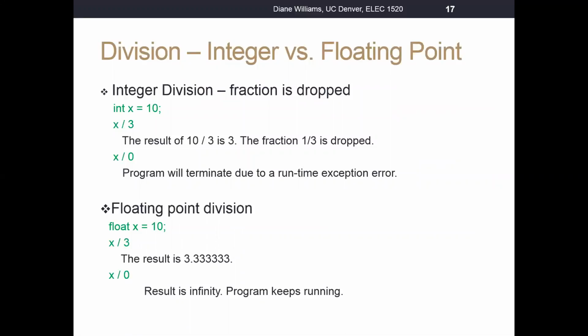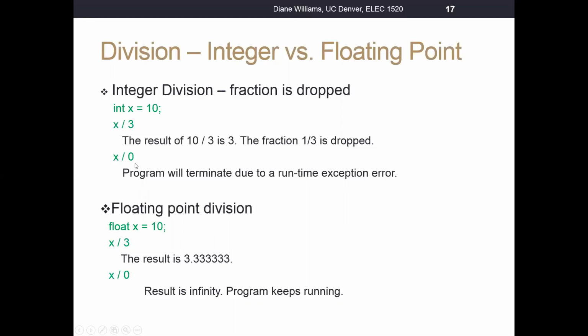One thing you want to be aware of is the difference between integer and floating point division. So if we've got an integer variable x, and this is for any integers in the integer family, x divided by 3, in this case when x is 10, 10 divided by 3 is 3 1/3. But because x is an integer, we lose that fractional 1/3. It's dropped. So the result of 10 divided by 3 is actually 3.